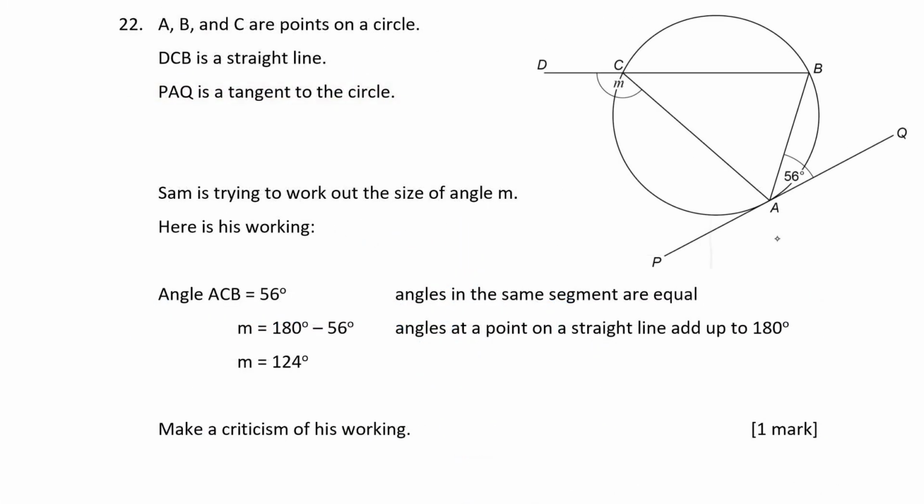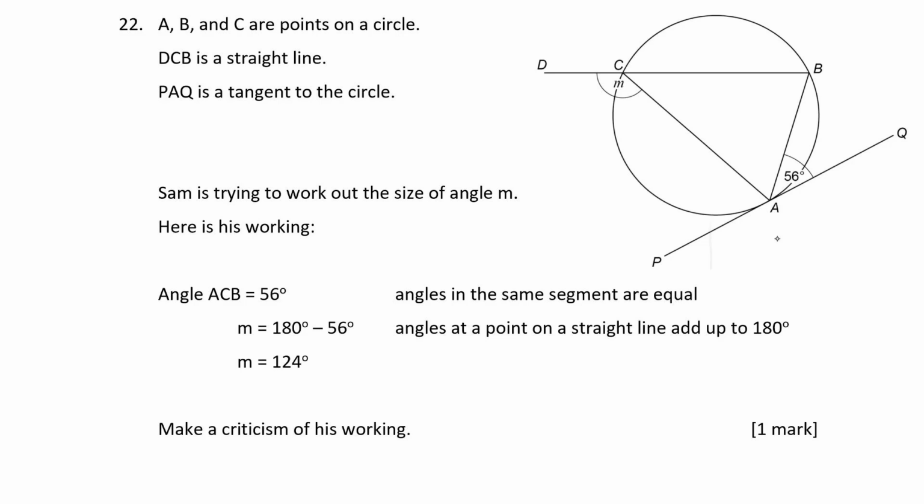Question 22. A, B, and C are points on a circle. DCB is a straight line. PAQ is a tangent to the circle. All that information is already on the diagram. I've got nothing extra to add to it. So Sam is trying to work out the size of angle M. Here is his method, or his working. Angle ACB is 56 degrees. Angles in the same segment are equal. M equals 180 minus 56. Angles at a point on a straight line add up to 180. M is equal to 124. Make a criticism of his working.